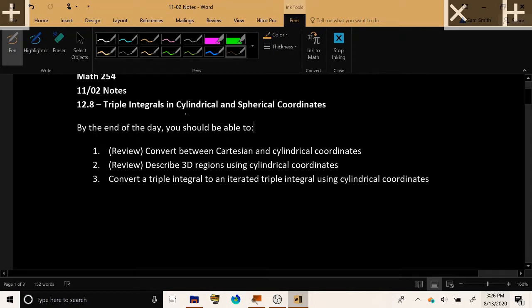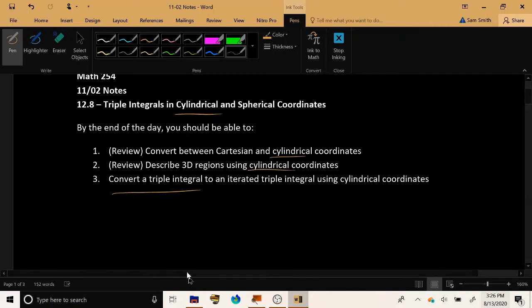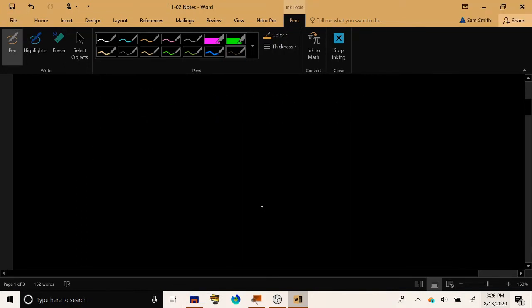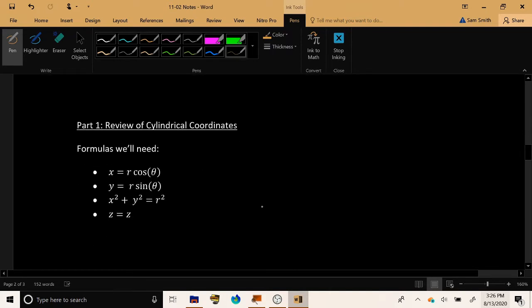And today we're going to focus on cylindrical coordinates. So we're going to review what cylindrical coordinates are and how they can be used to describe regions. And then we're going to talk about how we can convert a triple integral into an iterated triple integral using cylindrical coordinates. So let's go ahead and get started.